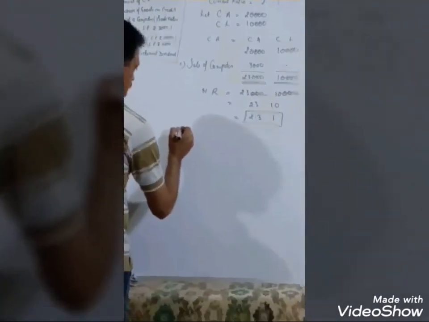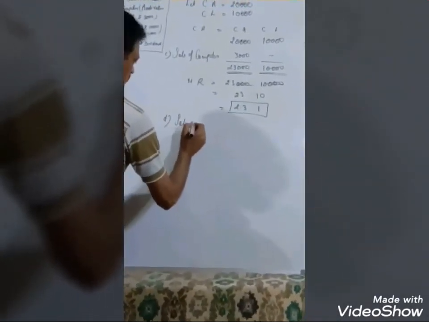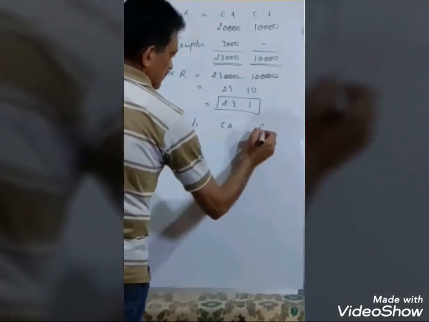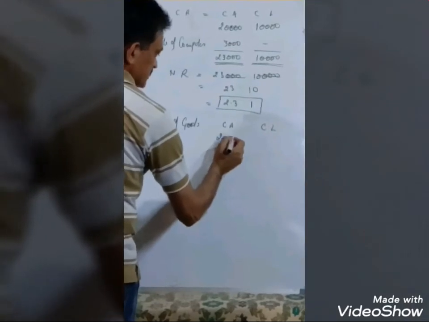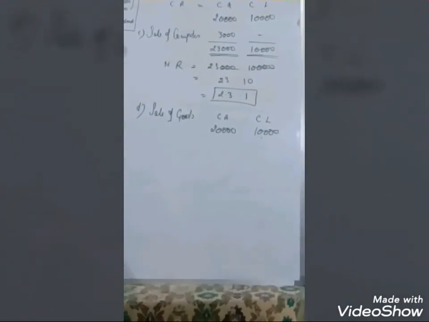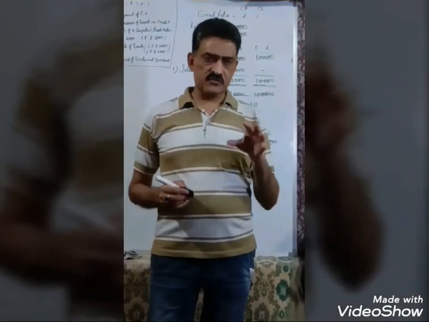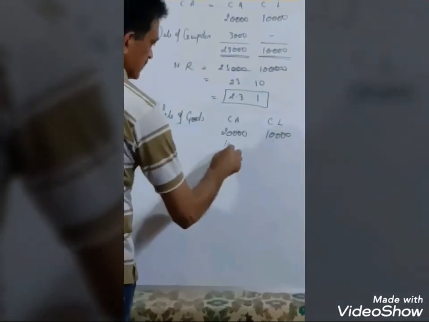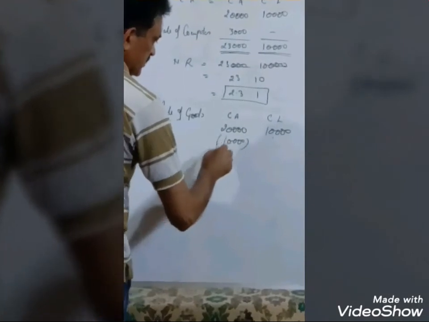Sale of goods, cost price rupees 10,000 and selling price rupees 11,000. Our current assets and current liabilities. Current assets were 20,000 before this transaction and current liabilities were 10,000. Now sale of goods. Cost price of rupees 10,000 goods worth will decrease from the business because these are being sold out. So this will decrease current assets by 10,000. We have to deduct it.